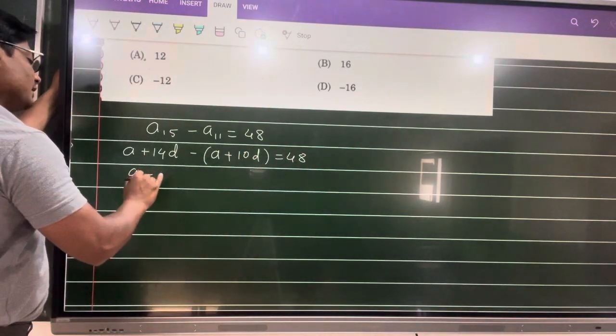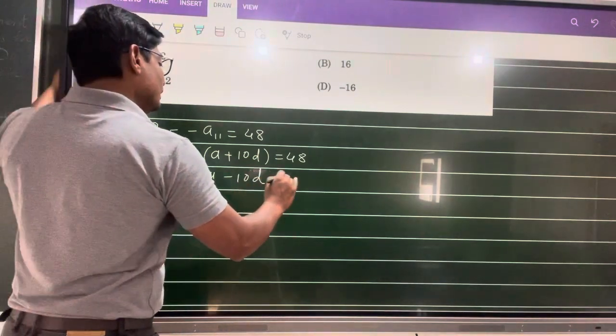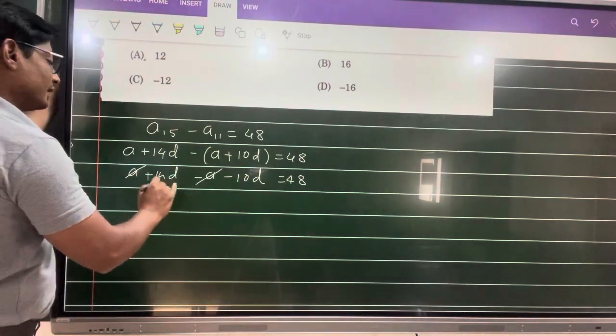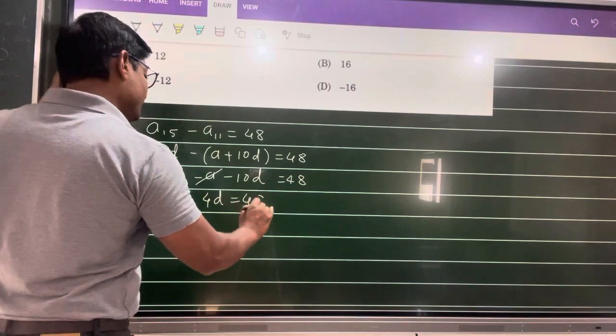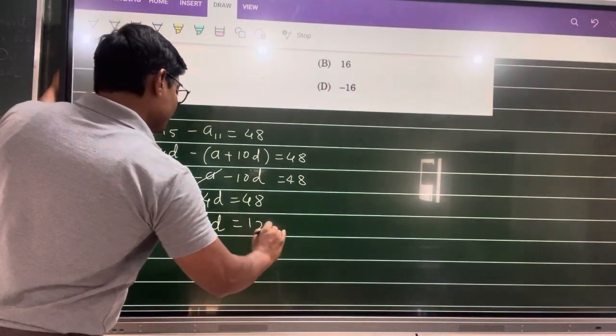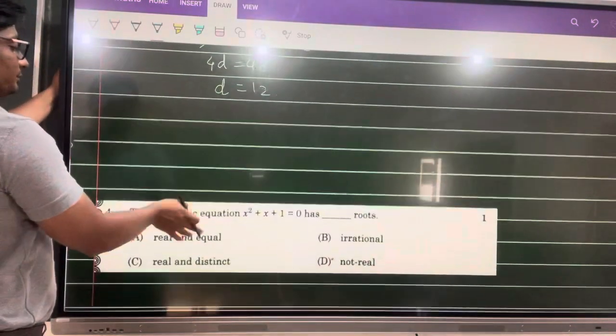So here A plus 14D, taking that minus inside, it is minus A minus 10D equal to 48. Then A minus A will get cancelled. 14D minus 10D is 4D. 4D equals to 48. From here you will get D equals to 12. Okay, so option number A is the correct option.